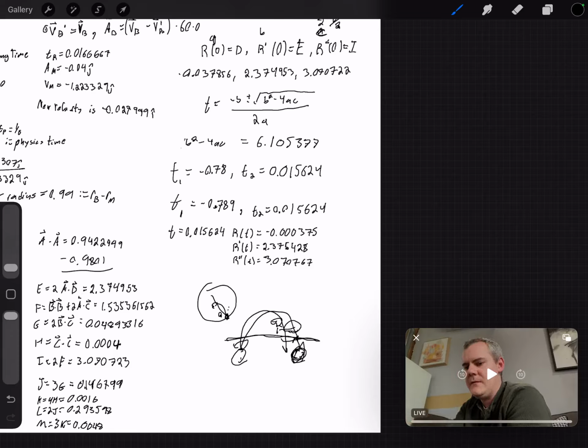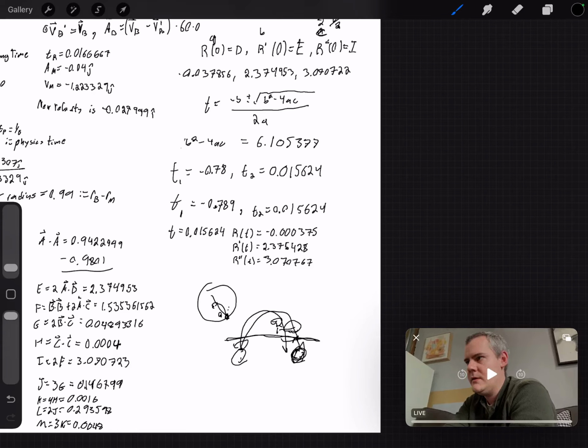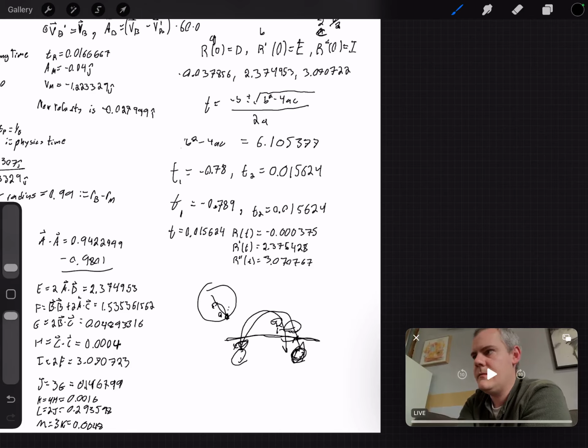So yeah, if T1 is positive, that means they're both positive, and I want T1. If T2 is negative, that means they're both negative, and I want T2. Otherwise that would be T1 is negative and T2 is positive, so I want T2.